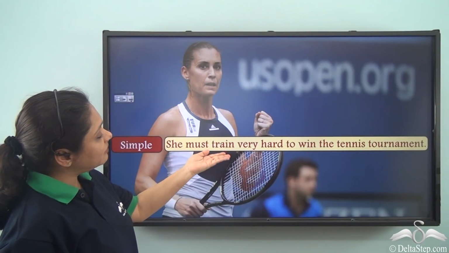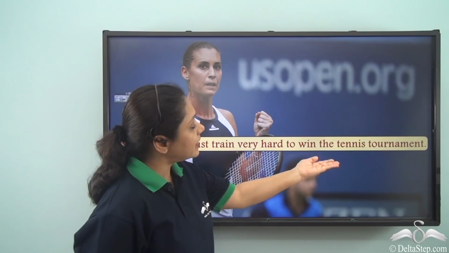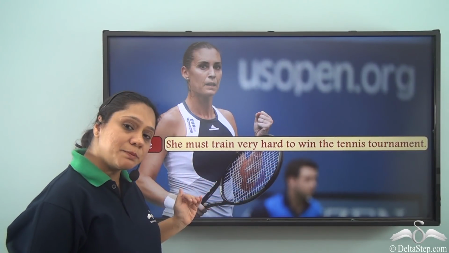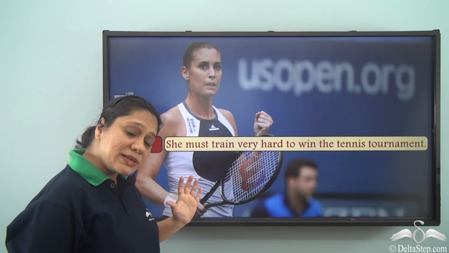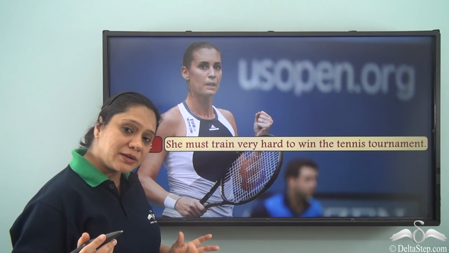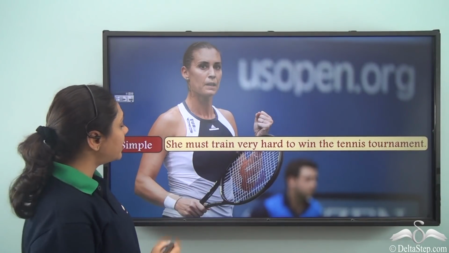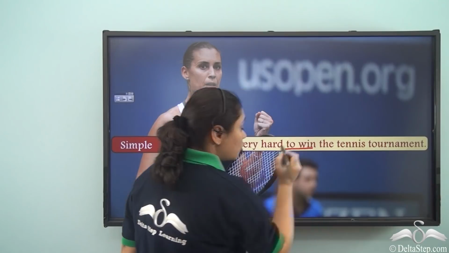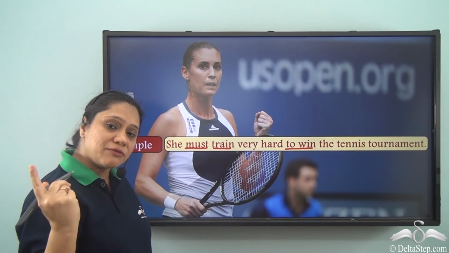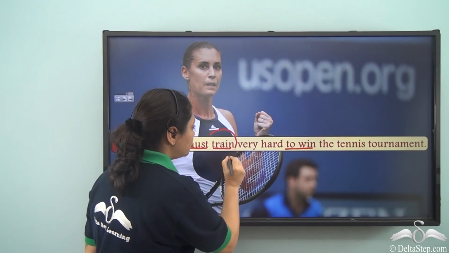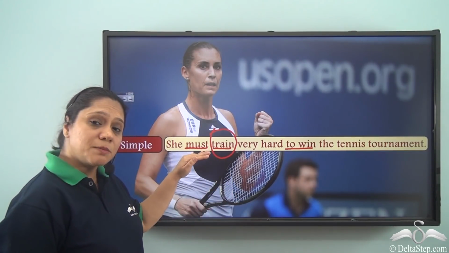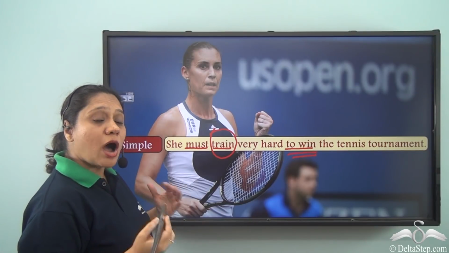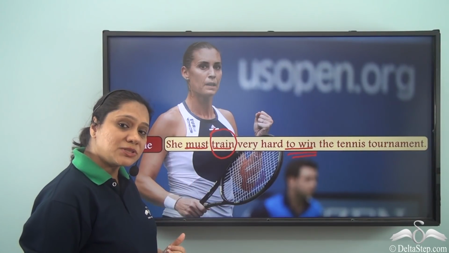She must train very hard to win the tennis tournament. Now let us identify the verbs in this simple sentence. This is a simple sentence because it is made up of one independent clause. And what are the verbs here? Must, train, to win. But we have only one finite verb here, train, because must is a modal and to win is the infinitive form. So how will we change this to a compound sentence?